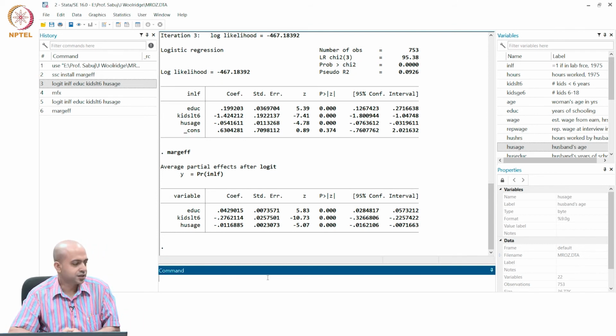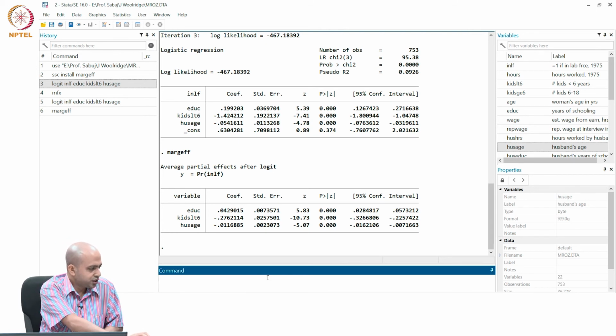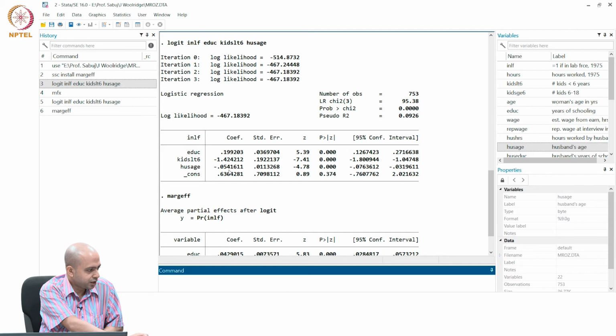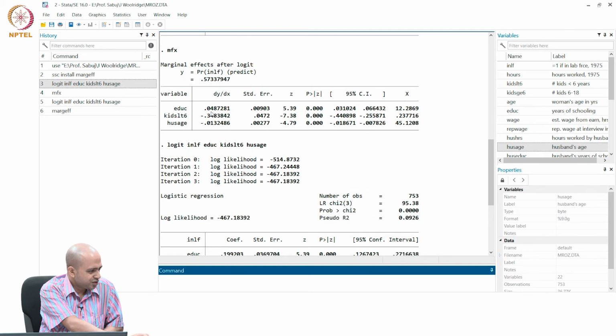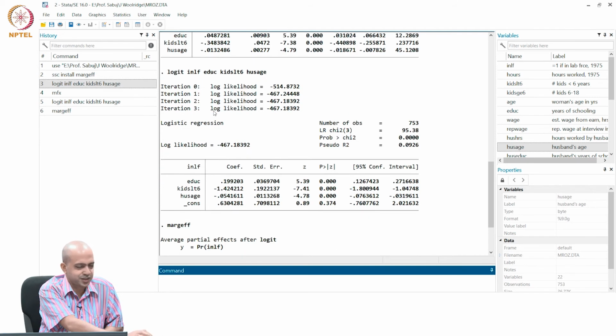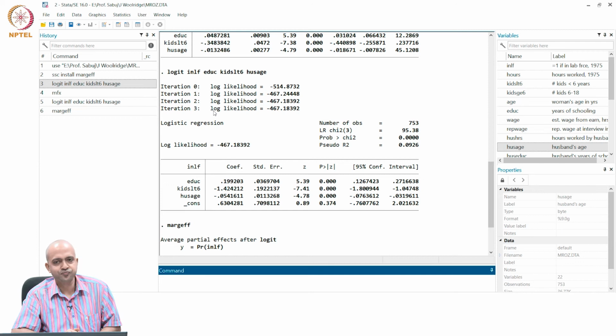Okay. This is called average marginal effect. This is slightly lower. See, the marginal effect in the earlier model is 0.0487, and this is 0.0429. So, a little lower. So, average marginal effect is a little lower than the marginal effect for the average individual. But you should know both these two types of marginal effect and in which way these two marginal effects are actually different.